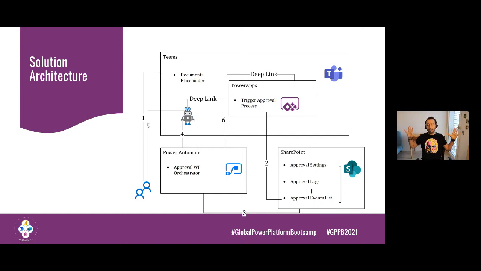So if we look at the very high-level solution architecture that we have now. So we are here. We are the user. We are the collaborators. So the first thing is that we are accessing Teams. Okay, we have a Teams environment and we have a document placeholder. Within that document placeholder, we have a deep link that will open a Power App application.